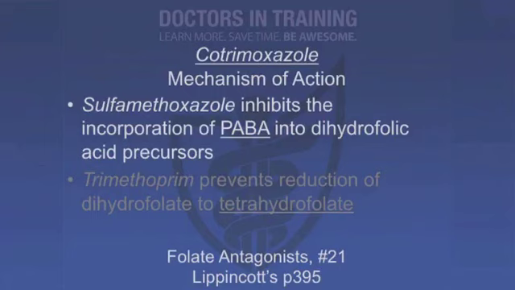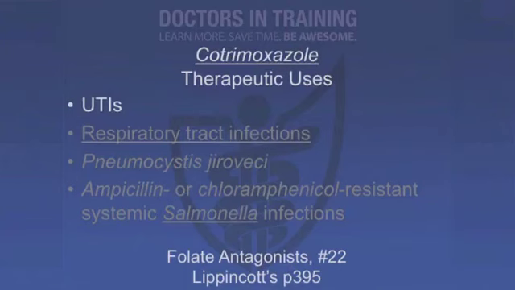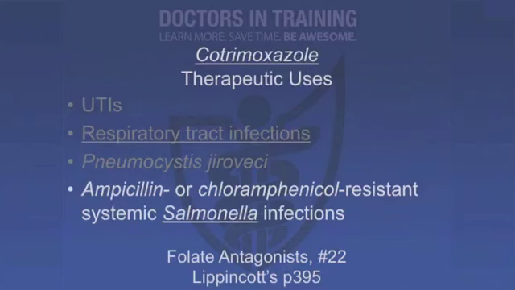Sulfamethoxazole inhibits incorporation of PABA into dihydrofolic acid precursors, and the trimethoprim prevents reduction of dihydrofolate to tetrahydrofolate. So it's a little bit broader spectrum than either drug alone. It's effective in treating UTIs, some respiratory tract infections. One very specific use that you should know for testing is Pneumocystis jirovecii. It used to be called Pneumocystis carinii, so PCP pneumonia is what we used to call it. And now it's Pneumocystis jirovecii. It can also be used for ampicillin or chloramphenicol resistant systemic salmonella infections.